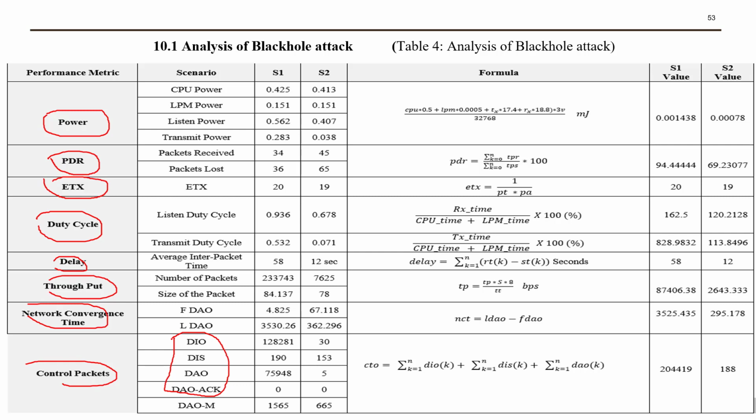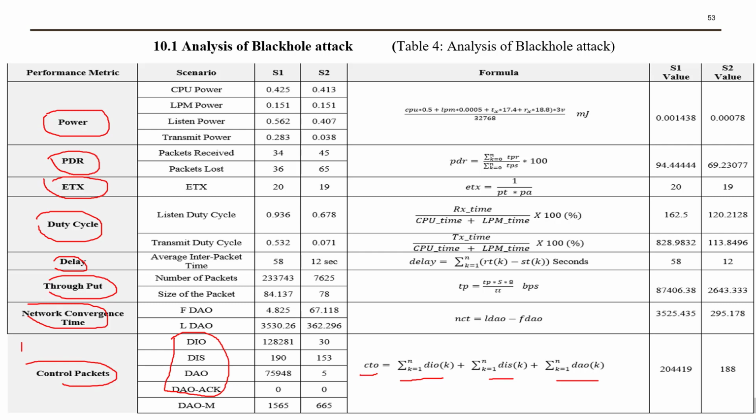These are the parameters we checked for all the attacks. For example, I'm going for the control packets. The control packet is the addition of several things. What I'm telling now is the same for all the attacks, but the first one who is explaining the black hole attack should explain very clearly. Control packet means the sum, the addition of DIO, DIS, and DAO. If you add these three things, that is called the total control packets.